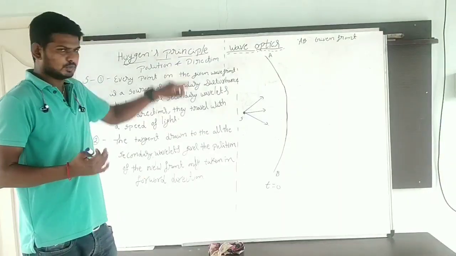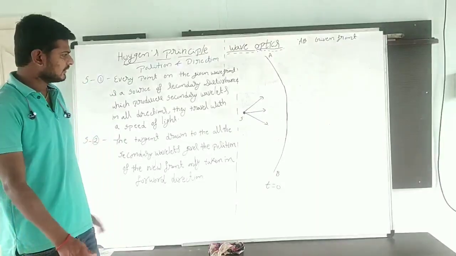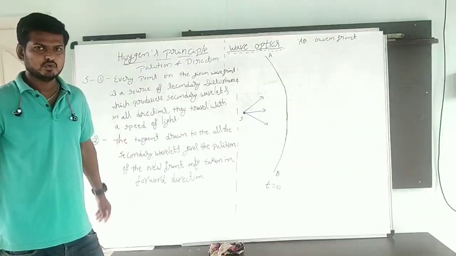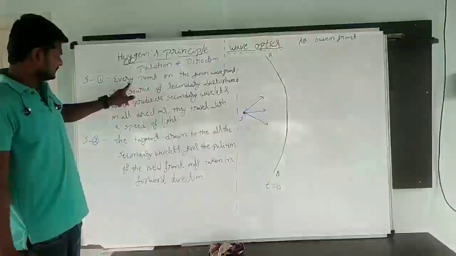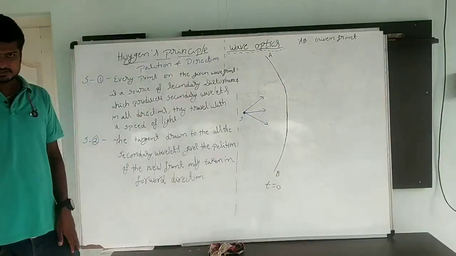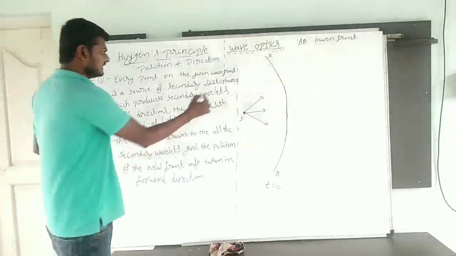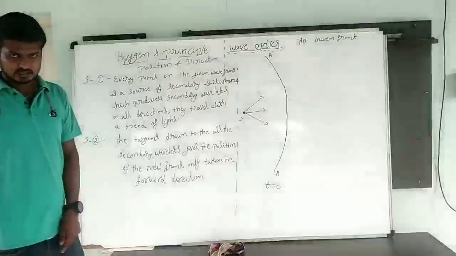In order to find out the position of the new wavefront at a particular instant of time, I have to find the new position of the new wavefront. Simple: every point of the given wavefront is a source of secondary disturbance.